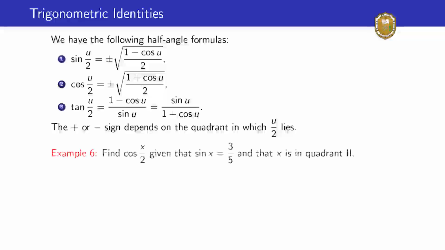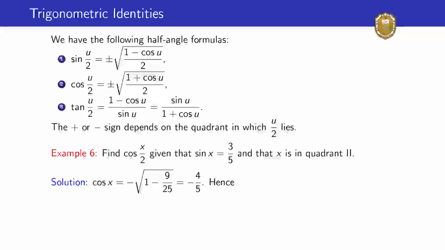Example 6. Find cos x over 2 given that sine x is 3 over 5 and that x is in quadrant 2. Now, using the identity cos square x plus sine square x is equal to 1, we can write cos x as minus the square root of 1 minus sine square x. Why minus? Because we know x is in quadrant 2, so the cosine is negative. So cos x is going to be given by minus the square root of 1 minus 9 over 25, and that will give you minus 4 over 5. So cos x is minus 4 over 5.